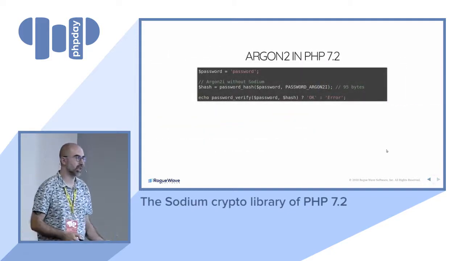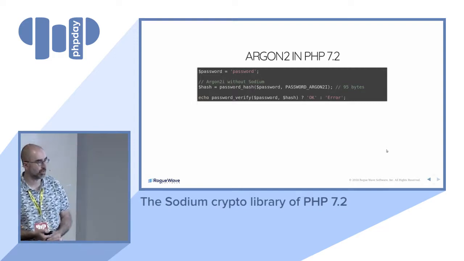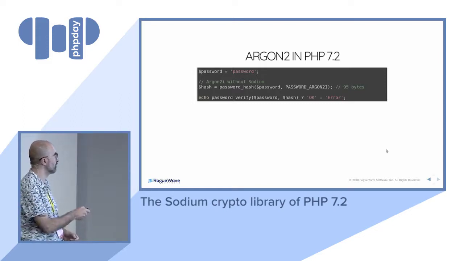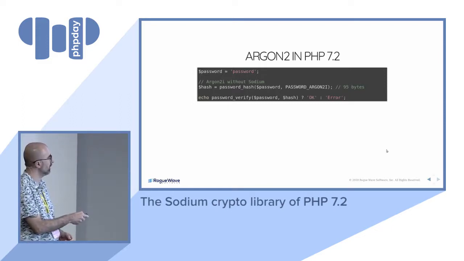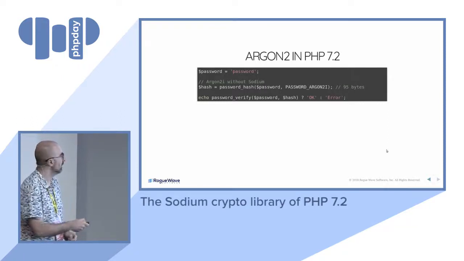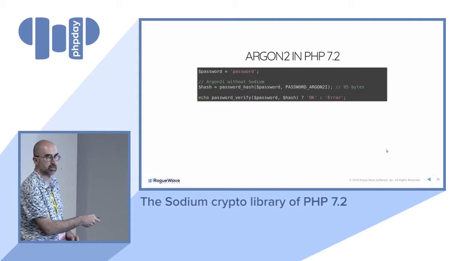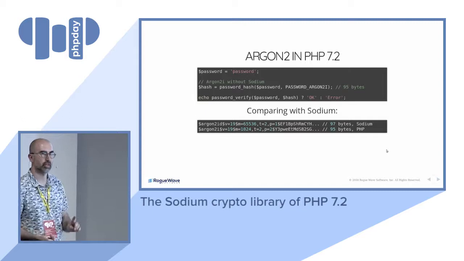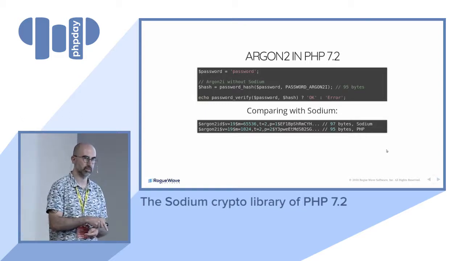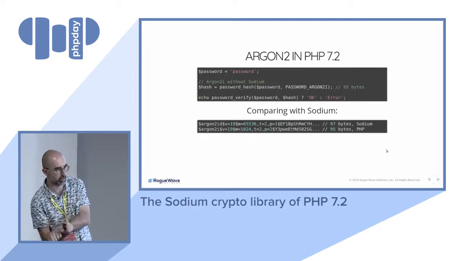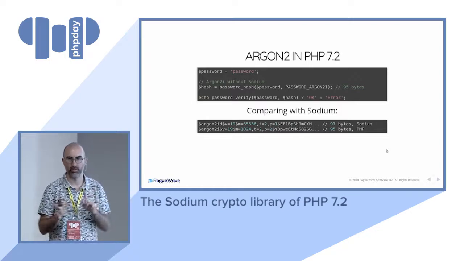But you can also use Argon2ed in PHP 7.2 without Sodium, because starting from 7.2 you can use the usual password_hash function of PHP, but you need to specify that the password should be generated using the Argon2ed algorithm. And the size is 95 bytes, so it is different from Sodium. That means if you generate a hash with Sodium, it is not compatible with the Argon2 implementation of PHP itself. So you need to choose which one you want to use.